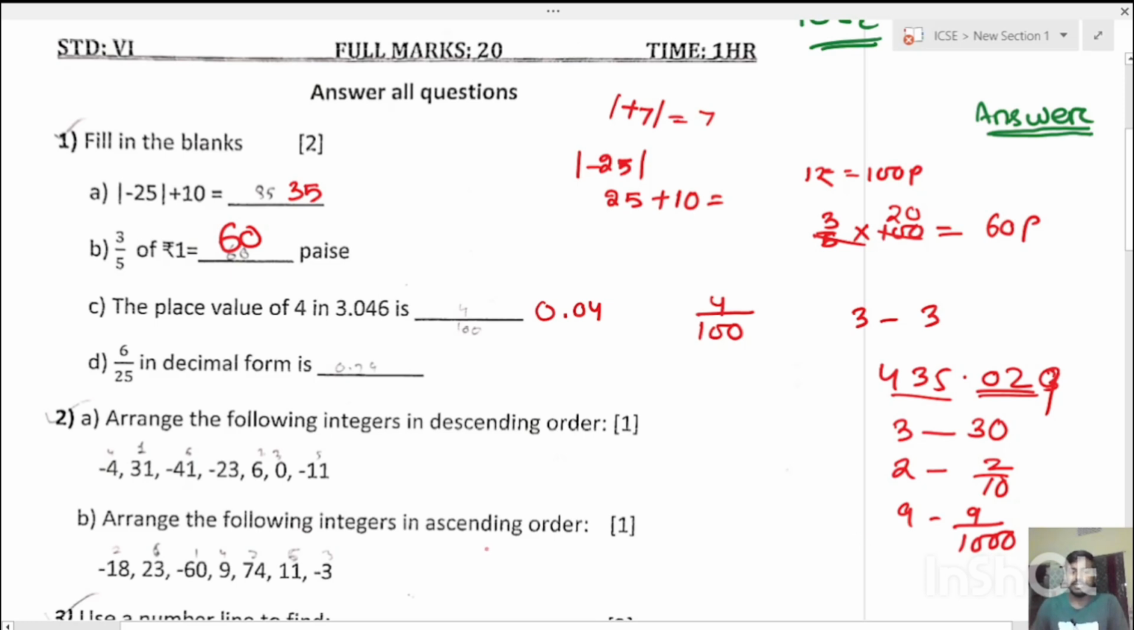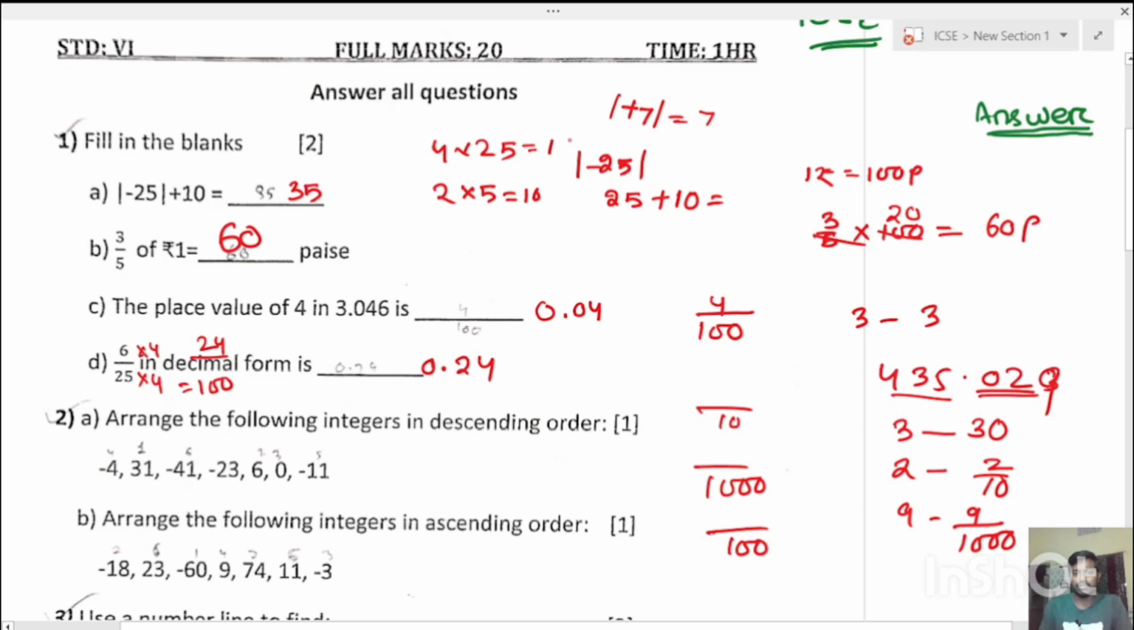6 by 25 in decimal form is dash. We know that in decimal form the denominator must be 10, 100 or 1000, yes or no? So here the denominator is 25, then we multiply by 4 on both sides, then the denominator equals 100 and the numerator is 24. So 24 by 100 is equal to 0.24. Also you remember 4 pair is 25 and 2 pair is 5, because 2 5s are 10 and 25 4s are 100. Similarly 8 pair is 125, that is 1000, and 16 pair is 625. So you remember these 4 terms.